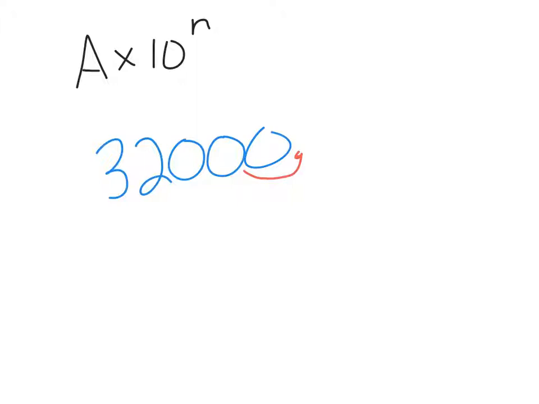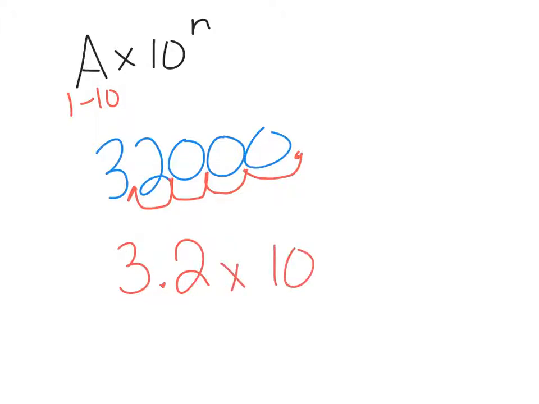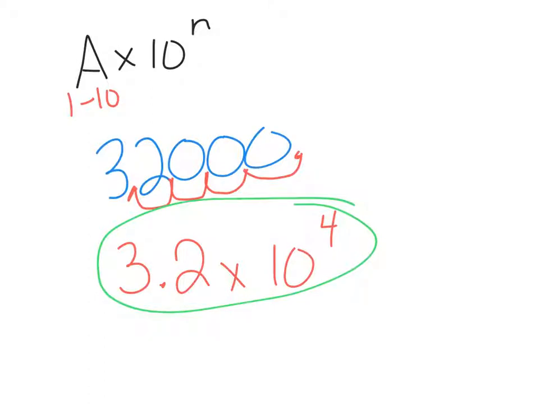Moving that once would make it 3,200. Twice would make it 320. 3 times makes it 32. Again, I'm shrinking it down. 4 times would make it 3.2. And even though it's a decimal, that absolutely does fall between 1 and 10. Remember, A must be between 1 and 10. So we write that as 3.2 times 10, and since I moved it 4 times, it's going to be to the power of 4. So there is this number written in scientific notation.